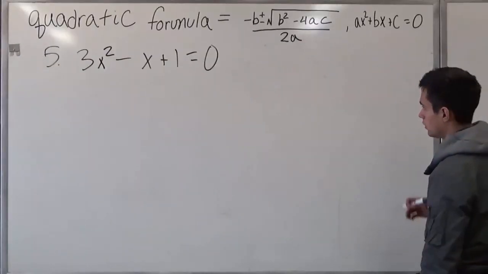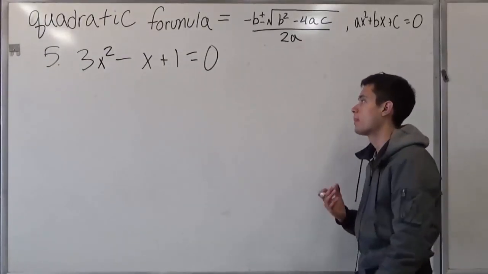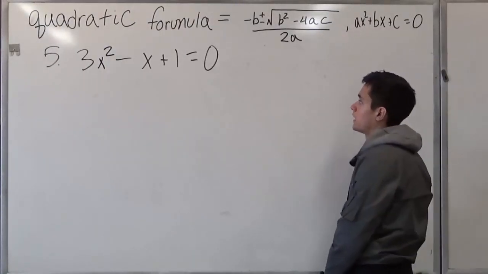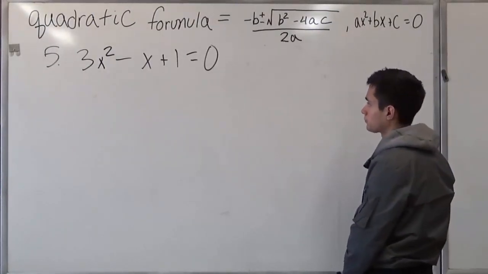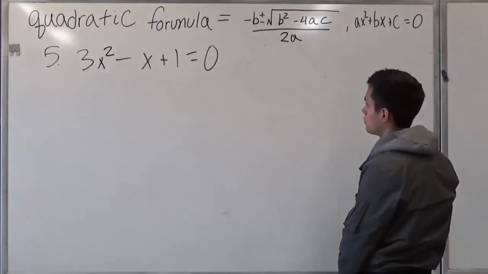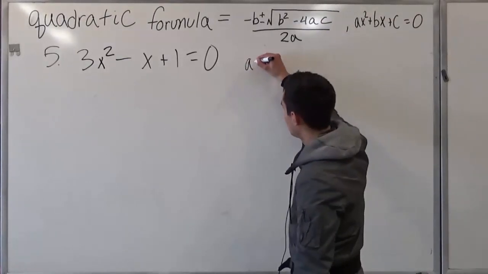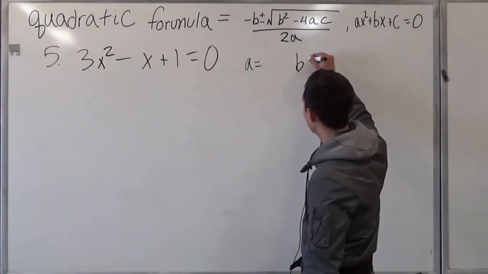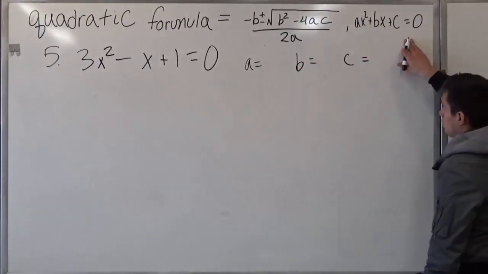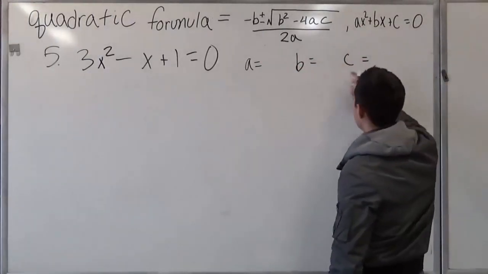So now we're on problem number 5. Our problem number 5 is pretty self-explanatory. It's 3x squared minus x plus 1 is equal to 0. So off the bat, we already know we have to find our leading coefficients, which are a, b, and c. Using this concept, we'll figure out what our a, b, and c are.